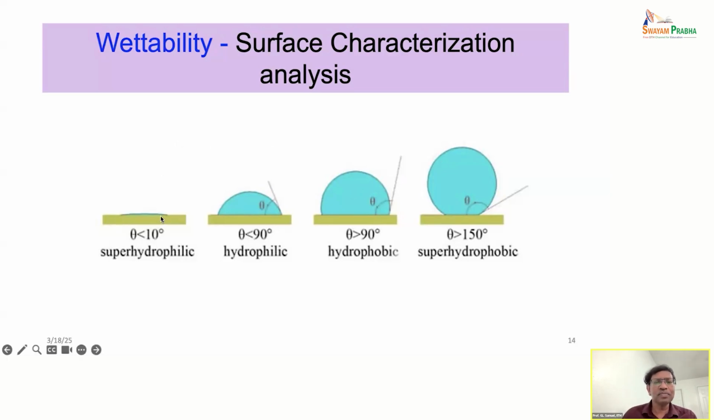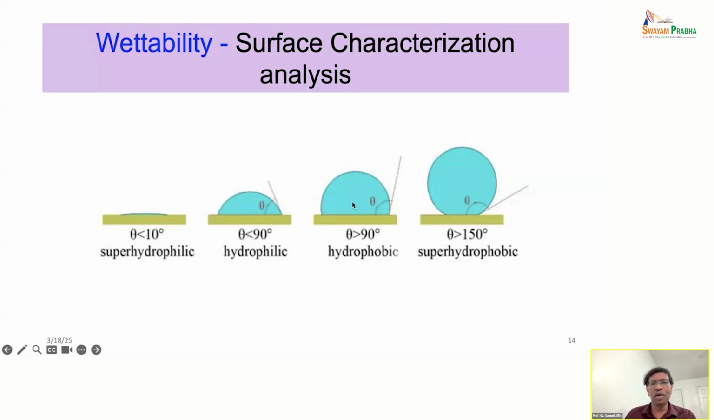Now on a surface, when you put a droplet, if the angle is less than 10, which is very small, we can't see it. This is called a super hydrophilic surface. That means it absorbs water. A general hydrophilic surface has an angle less than 90 degrees, so commonly we find this. Getting a super hydrophilic surface is difficult, but in some cases we can get that.